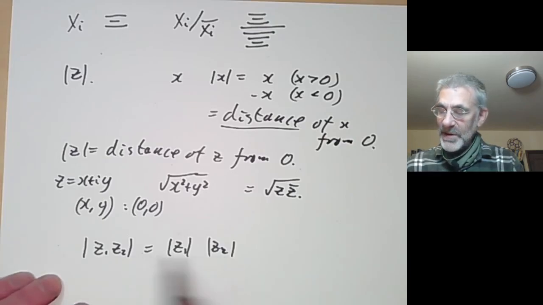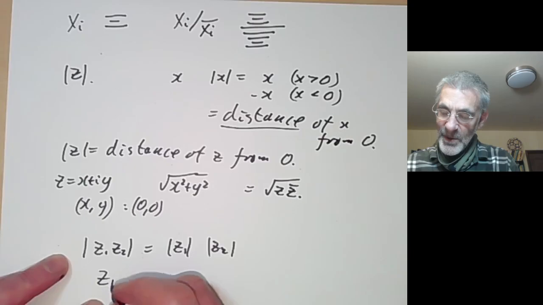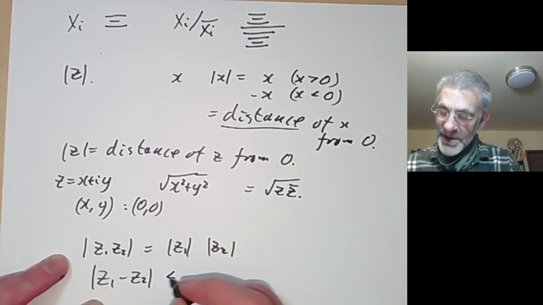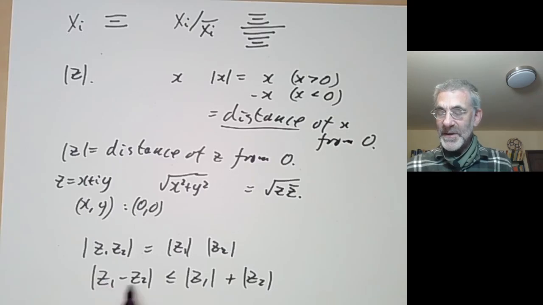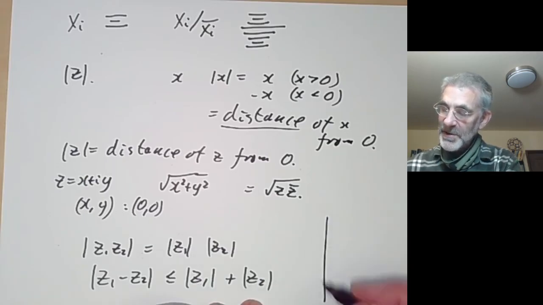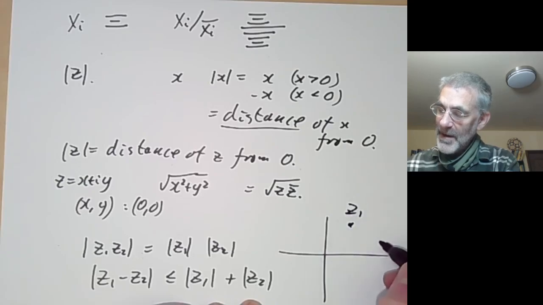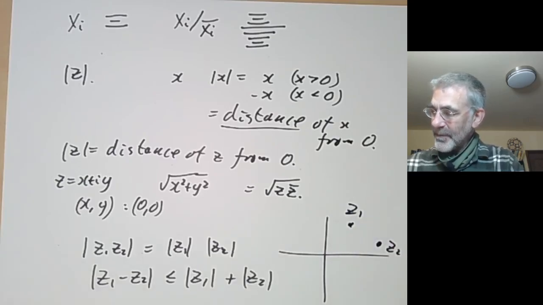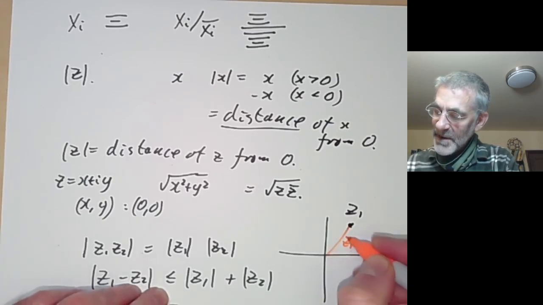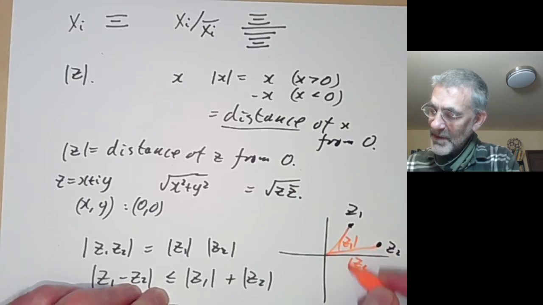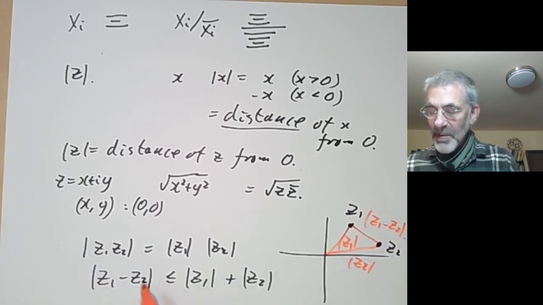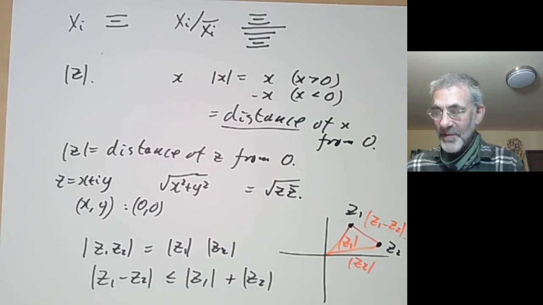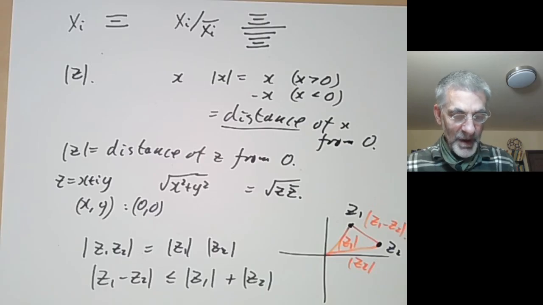We also get all the rules of absolute value. For instance, the absolute value of z1 minus z2 is less than or equal to the absolute value of z1 plus the absolute value of z2, because this just says the distance from z1 to z2 is at most the distance from z1 to 0 plus the distance from z2 to 0, which is obvious. So if we've got z1 here and z2 here, then this distance here is the absolute value of z1, and this distance here is the absolute value of z2, and this distance here is the absolute value of z1 minus z2. So most of the usual rules you're used to for absolute values of reals will also work for absolute values of complex numbers.